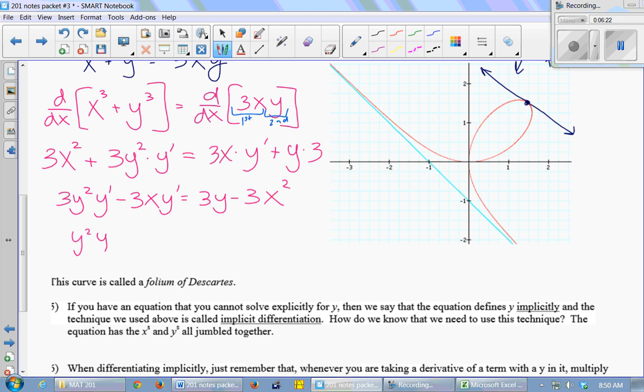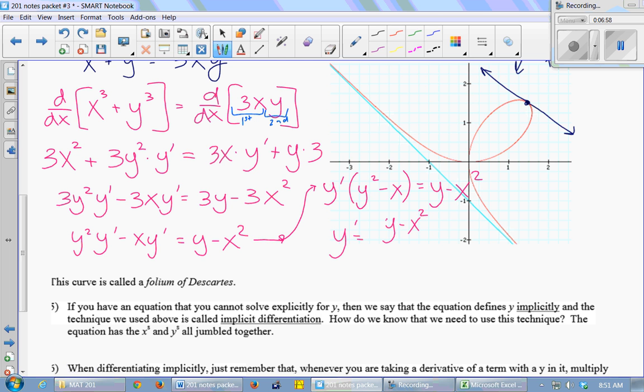So y squared y prime minus x y prime equals y minus x squared. Just divide every term on both sides by 3. Then on the left side, I can factor out my y prime. Y squared minus x times y prime is y minus x squared. And then to get the y prime by itself, divide by this thing that's being multiplied by y prime, y squared minus x. So I have y prime is equal to y minus x squared over y squared minus x.